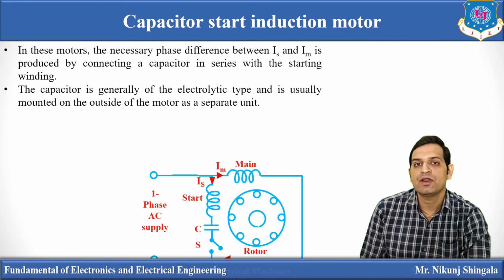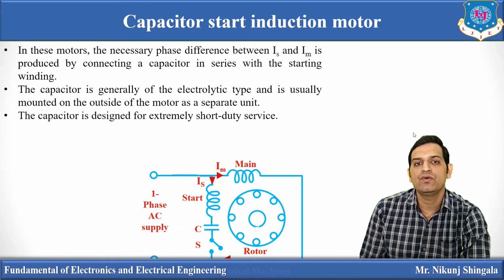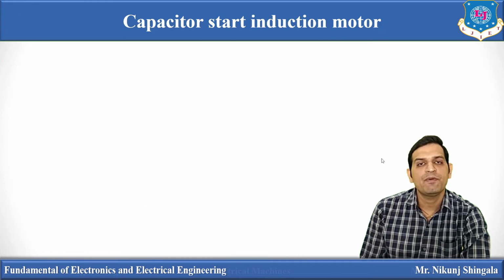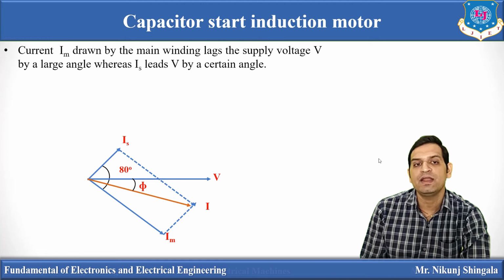The capacitor is generally of electrolytic type and it is usually mounted on the outside of the motor as a separate unit. Here the capacitor is designed to give short duty service. When the motor reaches 75 to 80% of full speed, the centrifugal switch will be operated. It will disconnect the capacitor and starting winding from the main supply. So only the main winding will be there, which is running on the single phase supply. Here spinning is provided by the starting winding and capacitor. The purpose of the capacitor is to provide a large angle between IS and IM.